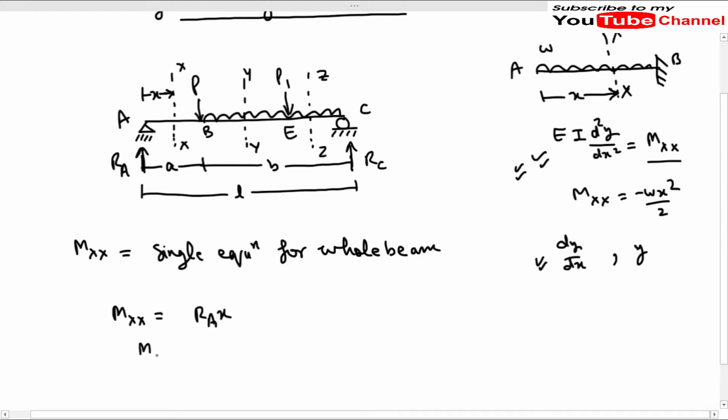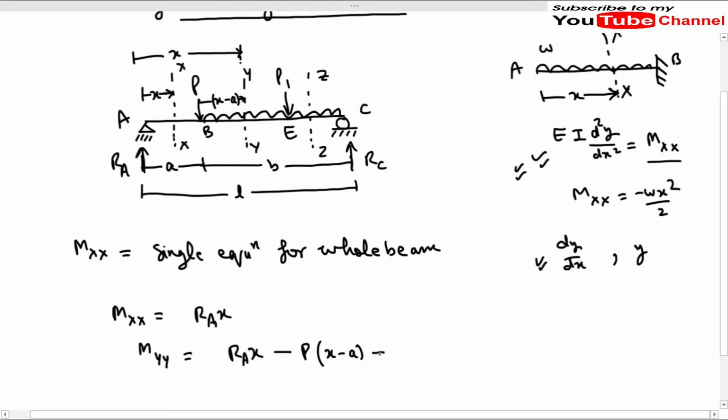Now if I want to find out the bending moment at YY, what will be the bending moment? It will be RA times X, let us assume that this YY is at a distance of X. So the bending moment will be RA times X minus the bending moment due to this point load of P. The value will be P times (X minus A). Why X minus A? Because this point load is acting at a distance X minus A, as you can see here.